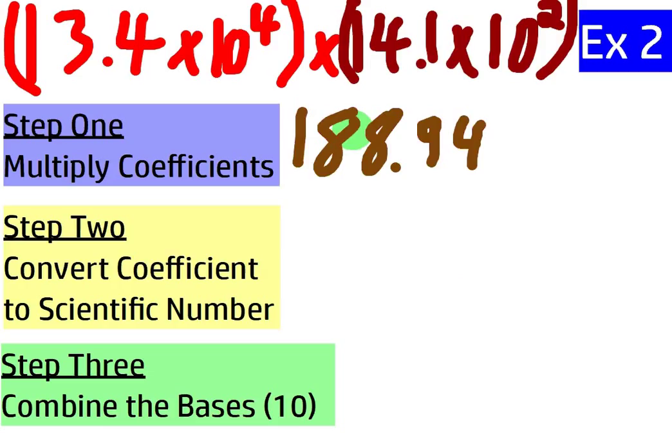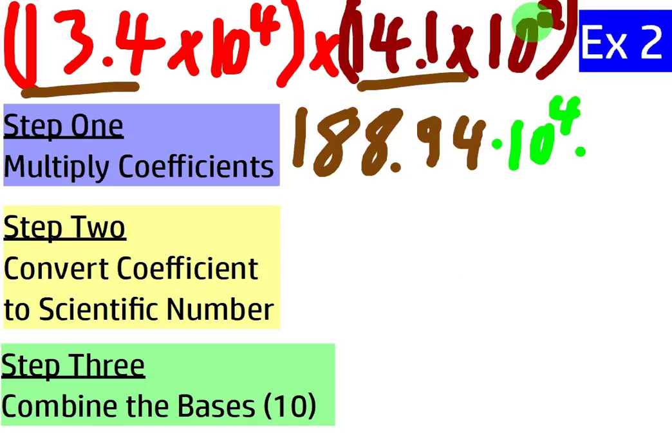Okay, so that's when we multiply those two. And again, I'm just going to drop down my other two numbers, my base 10, so 10 to the fourth and 10 squared. We'll combine those at the end. Now you can do it right now. You can go ahead and just make that 10 to the 6. It's not that big of a deal. I usually just wait till the end.